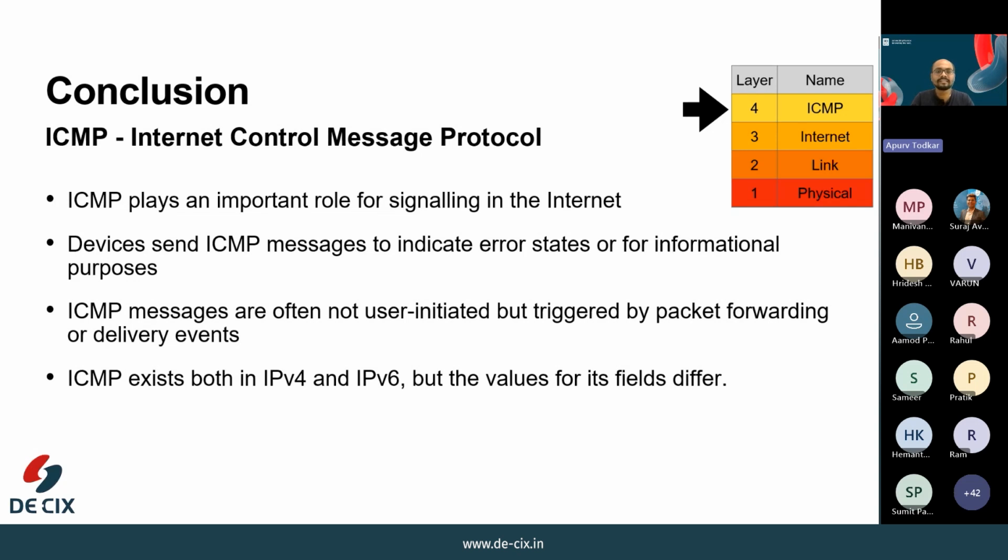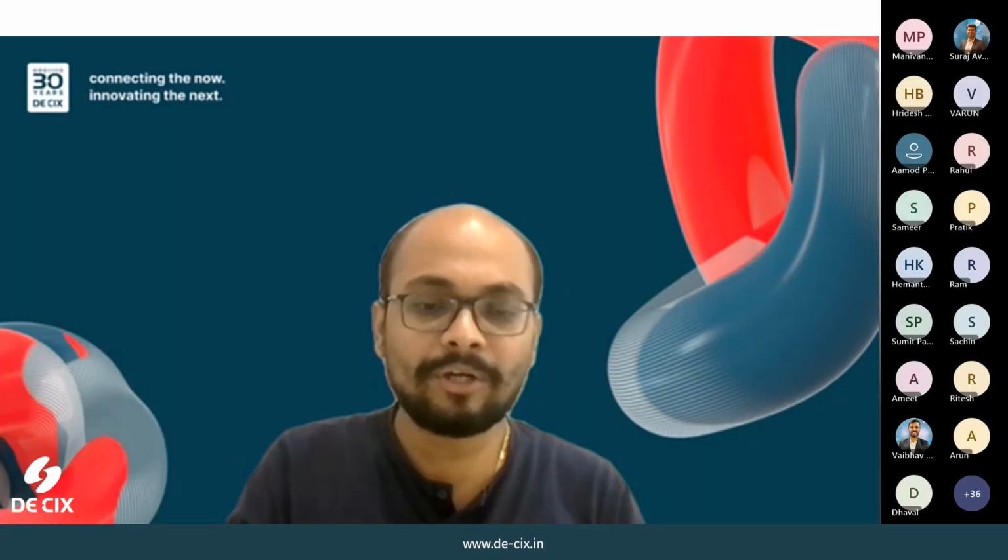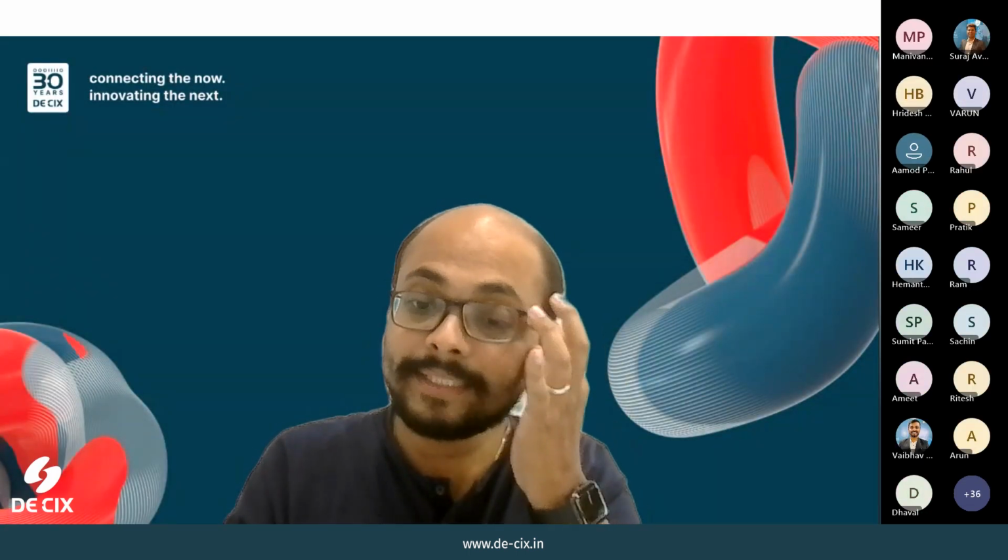These messages are typically not initiated by the users but are instead triggered by events during the packet forwarding or the delivery. ICMP exists in both IP version 4 and IP version 6, although the type values differ between the two, but that doesn't matter because essentially they perform the same thing. So that was it for the presentation on the Internet Control Message Protocol. This was just the basic overview that I wanted to give you on ICMP.